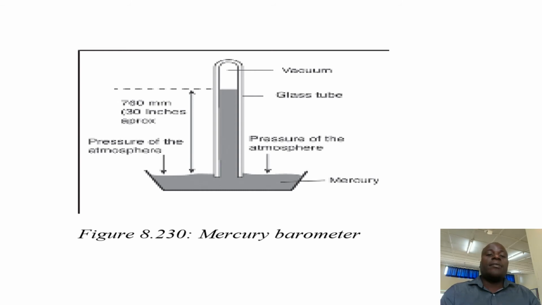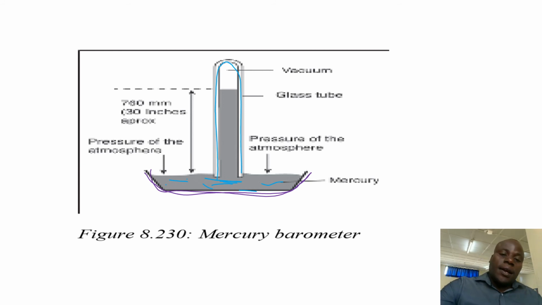This is a diagram showing a simple mercury barometer. This is a container of mercury. A container where there is mercury. You can see mercury within a container. Then the open end of a glass tube. This is a glass tube, and the open end of the glass tube is inserted into mercury, and there is air pressure around the glass tube outside.